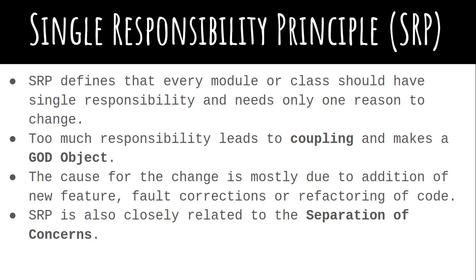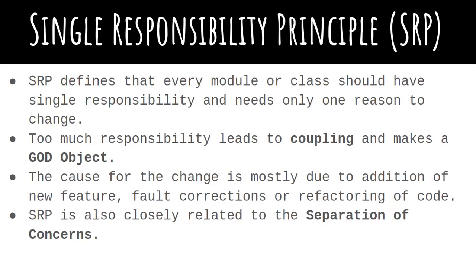The single responsibility principle defines that every module or class should have a single responsibility and needs only one reason to change. So the class or module should have related functionality implemented with it, which will keep its scope limited and should not get directly or indirectly affected by some new changes outside the class or module. Coming to the next point, too much responsibility leads to coupling and makes it a God object.